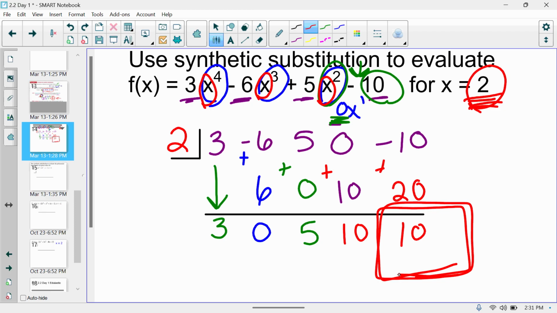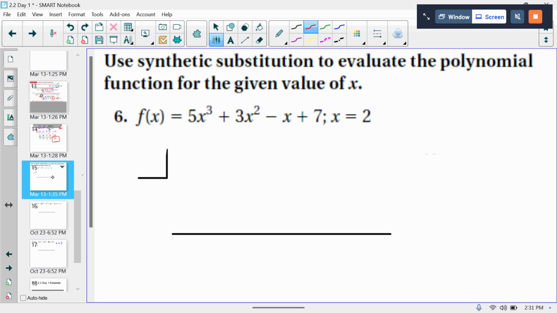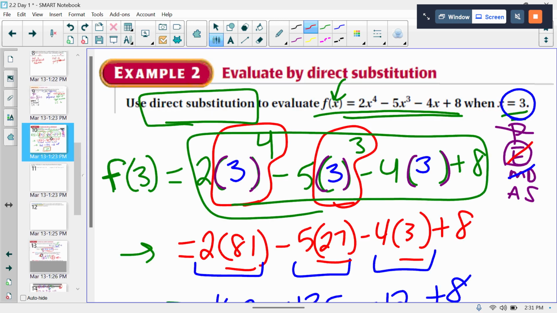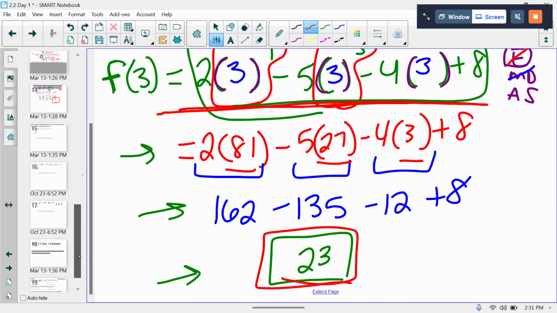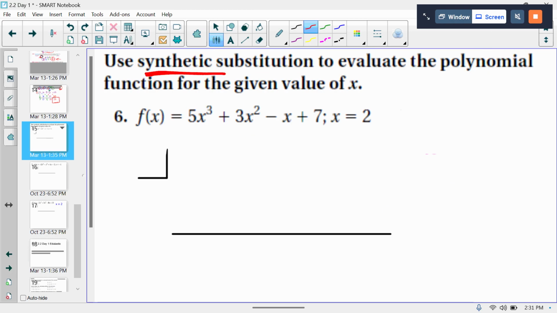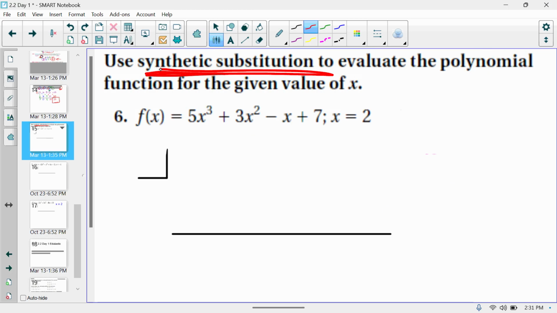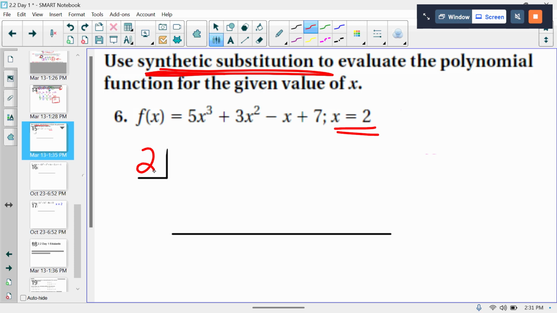Let's try to do one more so you have the hang of it. By the way, guys, you're going to have to read your directions carefully on your homework, because if it says use direct substitution, then you're doing the old method, like you're just filling in 3 for every x and following PEMDAS and doing all that work, okay? If it says use synthetic substitution, you're supposed to be using this new method that we're learning right now, okay? So what's our x value that it wants us to plug in? 2. That number is going to go right here.